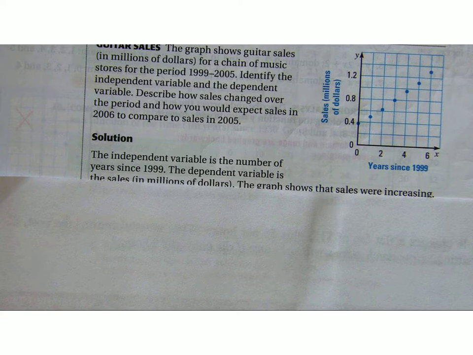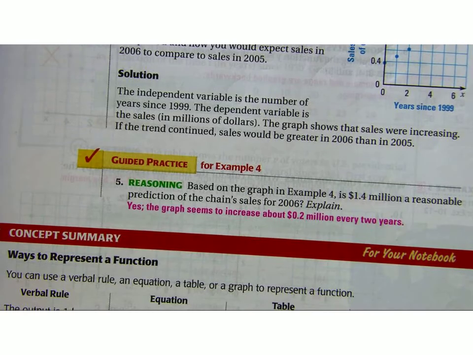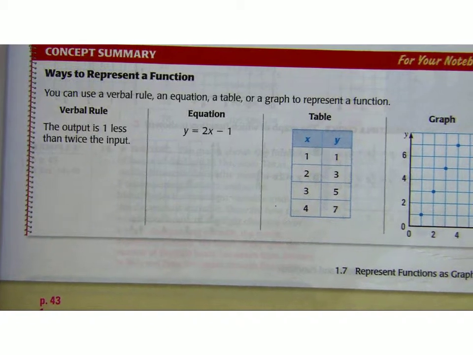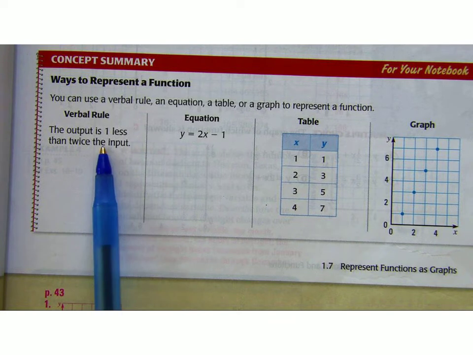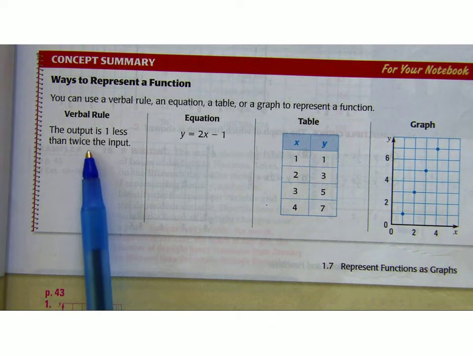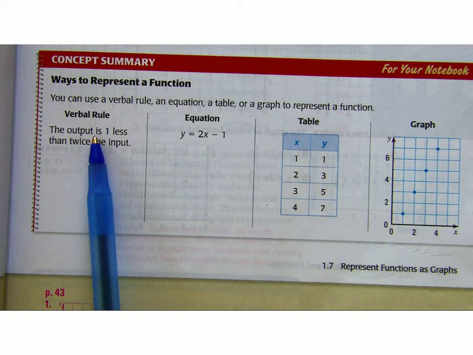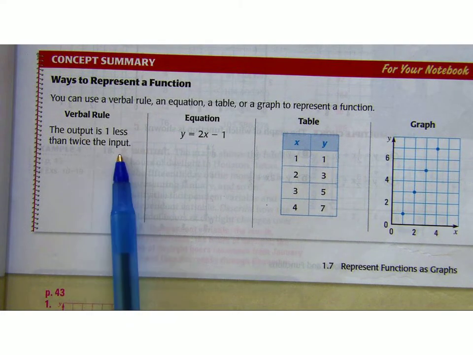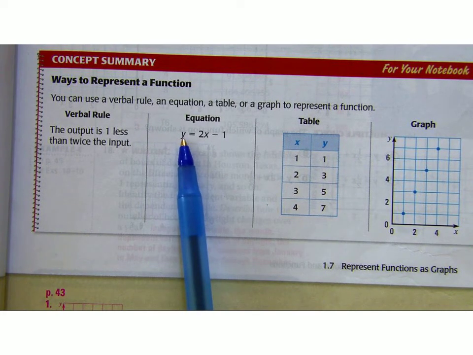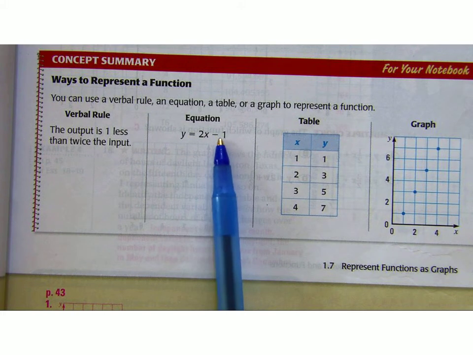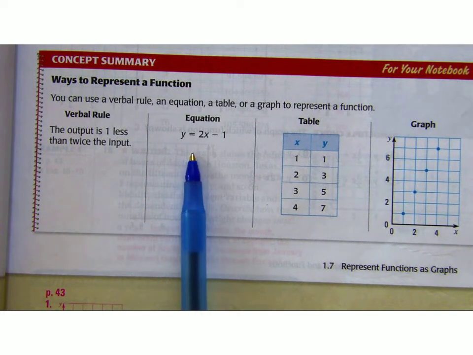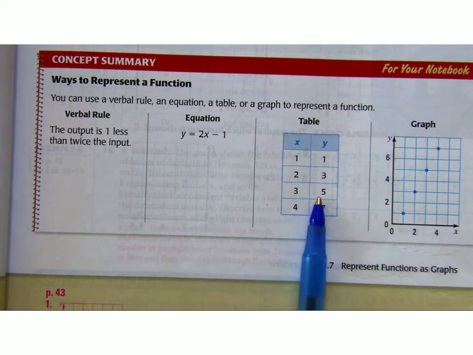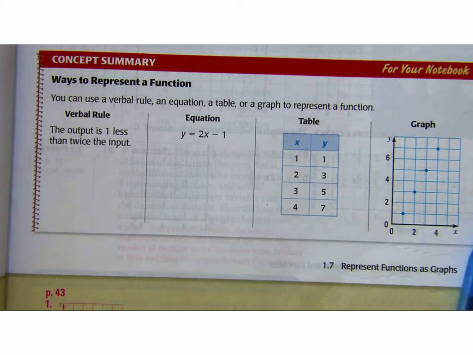So if I were to have you look at this little concept summary, I love it. It's perfect. There's 4 different ways to represent a function, and then we are done. You could say it as a rule. I want you to read that. That sounds familiar, doesn't it? The output is 1 less than twice the input. Does that make sense now from unit test 2? The output, which is y, is 1 less than twice the input. Verbal, equation, take this, make it a table, take these, make it a graph. All of these are the same, okay?